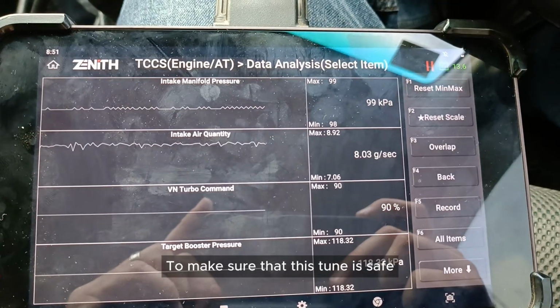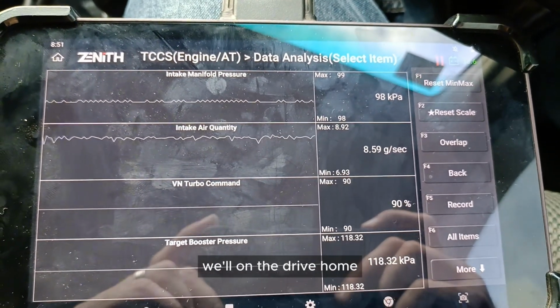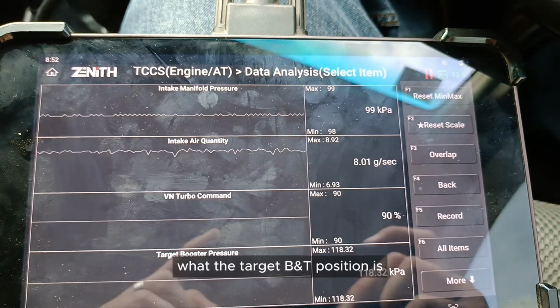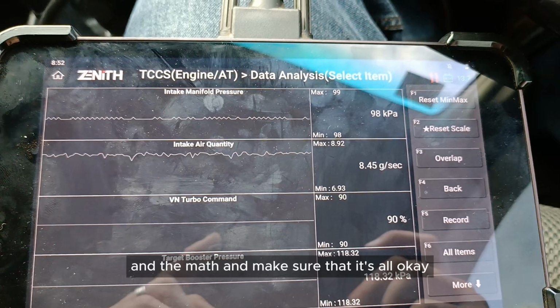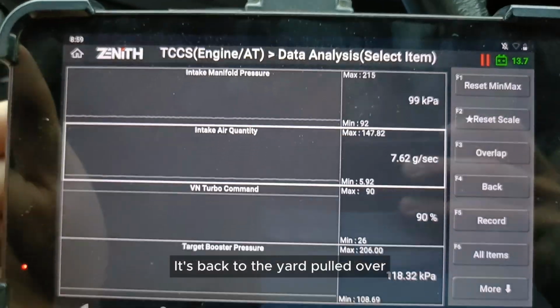To make sure that this tune is safe, now that we know that there's one in there and it's a little bit aggressive, on the drive home we'll light her up a little bit. We'll see what the boost pressure is doing, what the target VNT position is, and the MAF, and make sure that it's all okay. And then if that's all good, go back and finalize our report and talk to the customer.